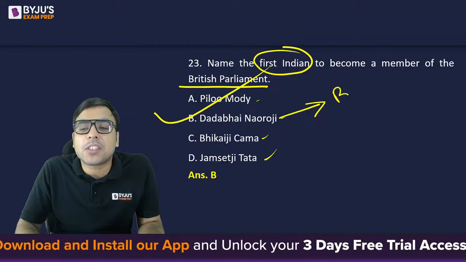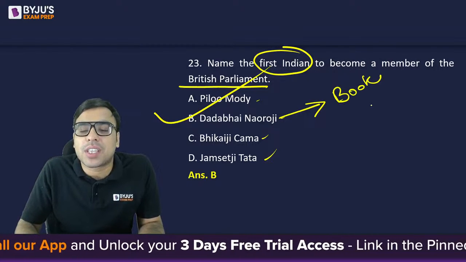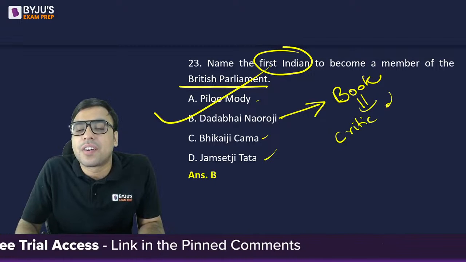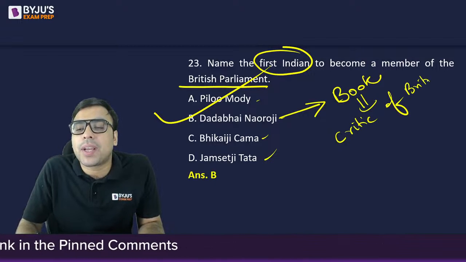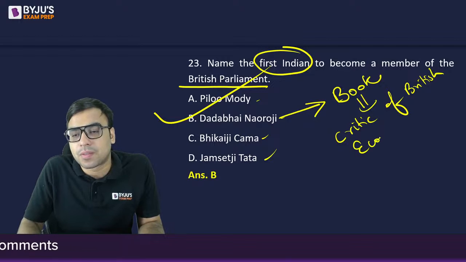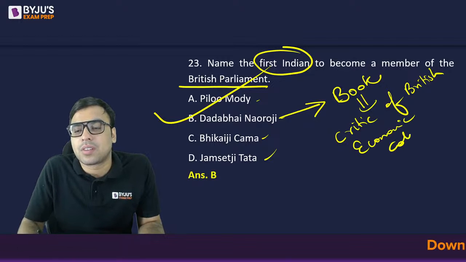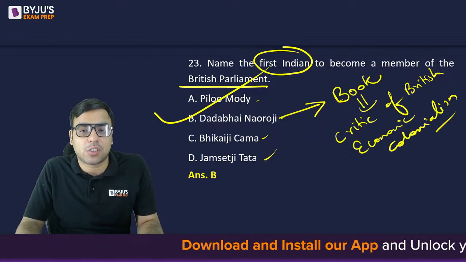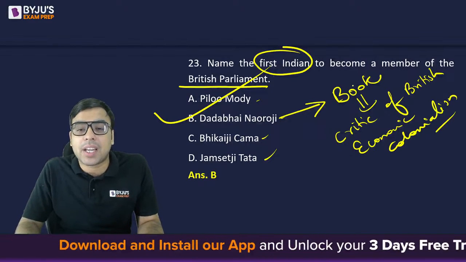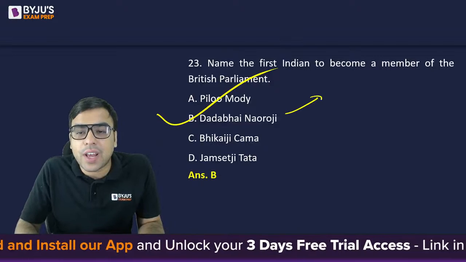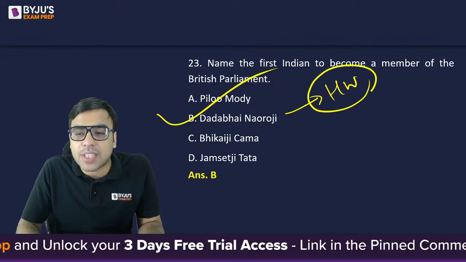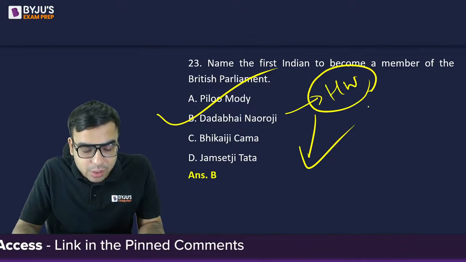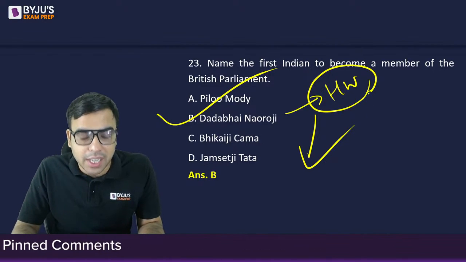A very famous book has been written by Dadabhai Naoroji, which is actually a critique of British economic colonialism. Okay. So basically the drain of wealth which British was doing. So at that time Dadabhai Naoroji wrote a book. So there's a homework. Go and find out what is the name of that book and write it in the comment section. Okay, so B is the right answer to this question. Yes, जिन्होंने B answer किया, you all are right.